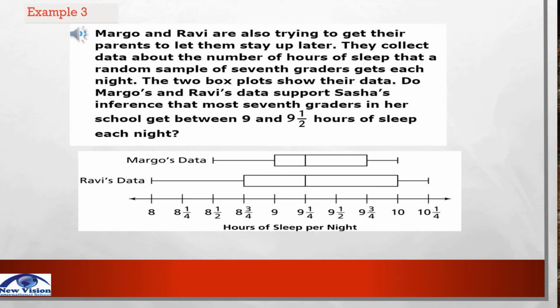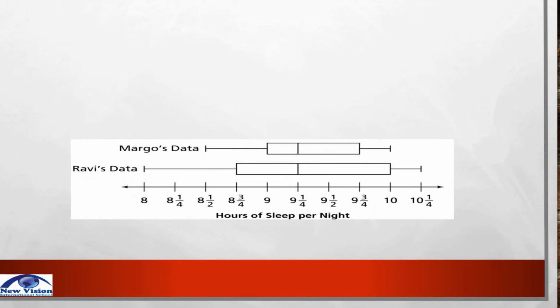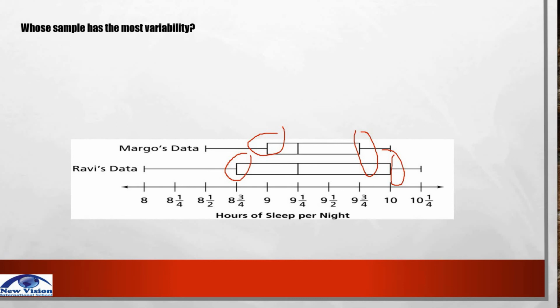So if this is the median in this data, the median is at 9 and 1/4 hours of sleep each night. Now, analyzing Margot's data and Ravi's data, Margot's data on the top and Ravi's data down. The range of Margot's data is from 9 to 9.75, while Ravi's data is 8.75 to 10. Whose sample has the most variability? Of course, it's Ravi's sample, which is larger than Margot's sample.